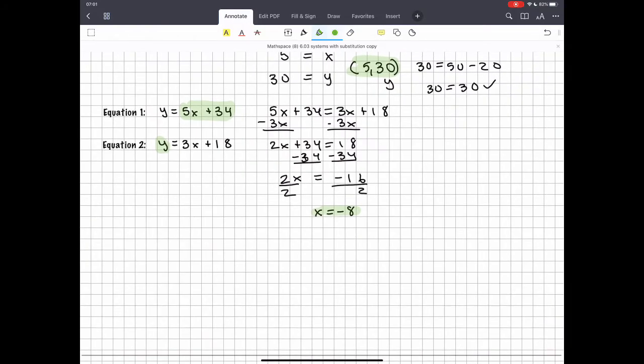So what I'm going to do is take my x value, and in equation 1 or equation 2, it doesn't matter which one, I'm going to substitute the x with negative 8. Personally, I kind of like the look of equation 2. I'm going to use that one, but I could use equation 1 if I want. So I'm going to try to find out what y is. I'm going to replace the x with negative 8. And now, look, we only have a y variable left.